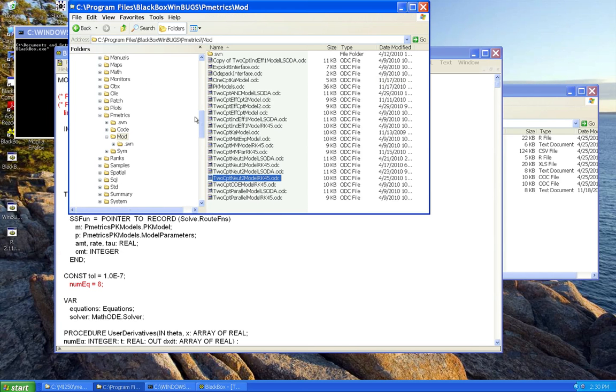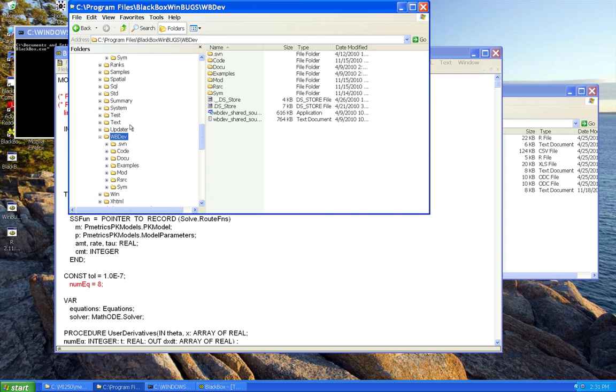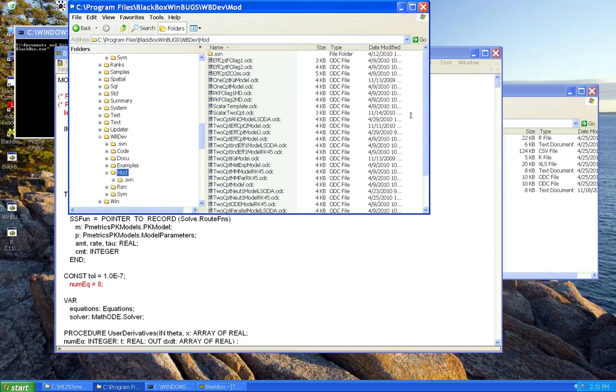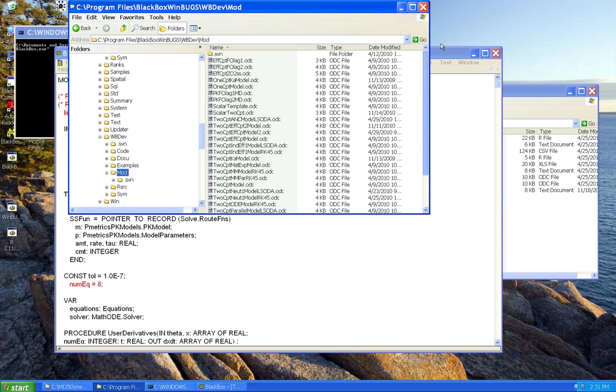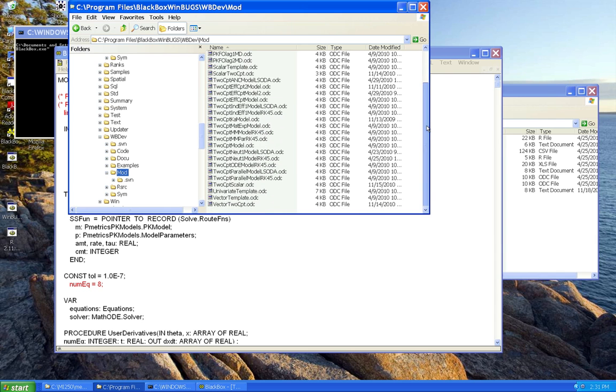So we go down to the WBDev folder here, go into mod, and we have to create one. I believe I already have it here for this particular example. There's a Newt 1. Where's my Newt 2? Maybe I don't have it. I thought I had actually done the example. Well, that's curious. I would have sworn it was there. Am I actually in the right directory, though? Black box WinBUGS. Yep. Okay, well, let's make one.